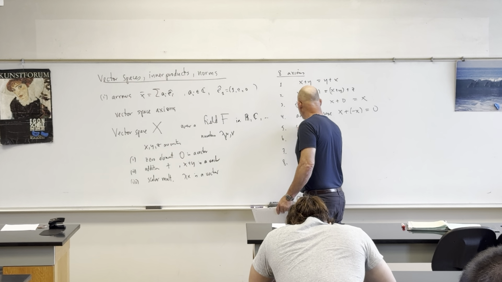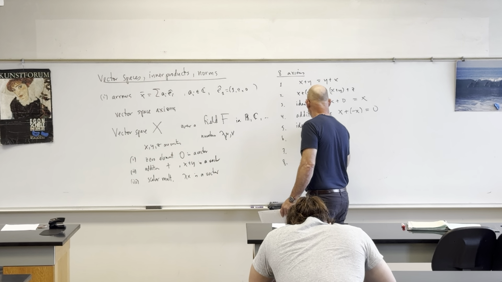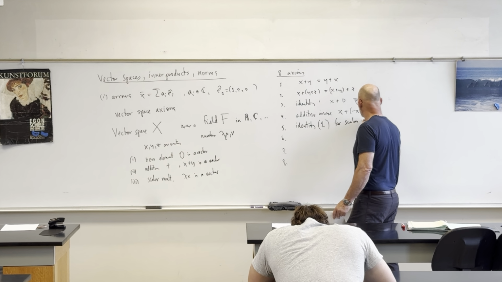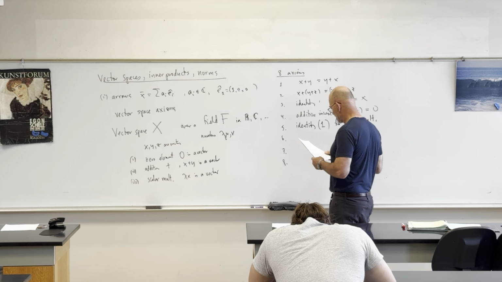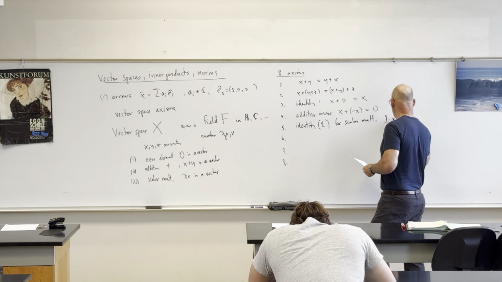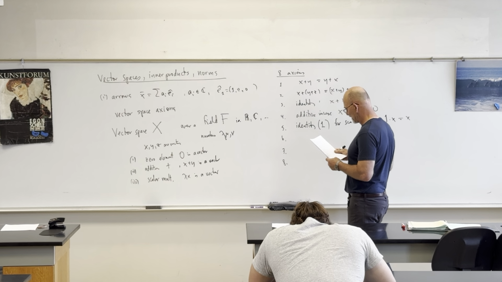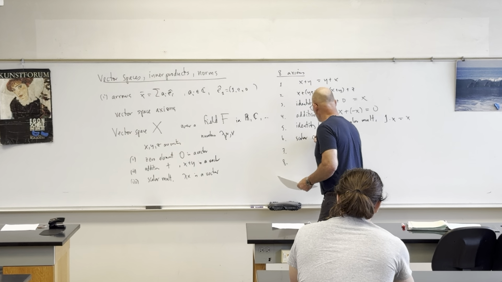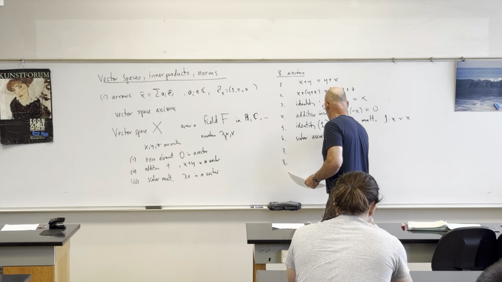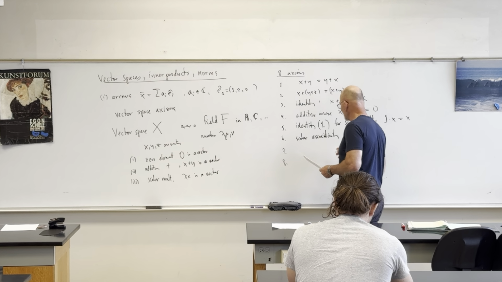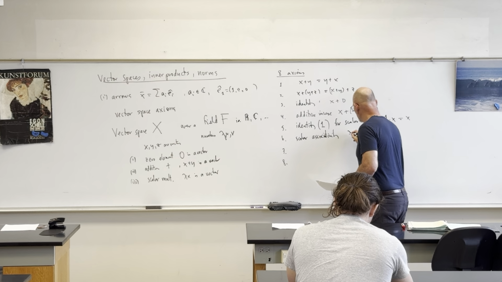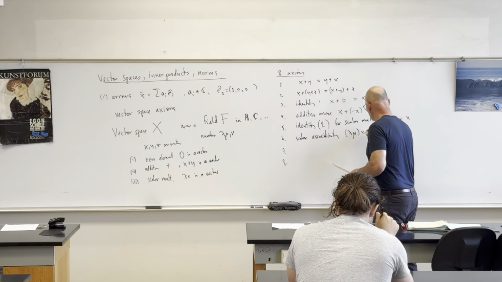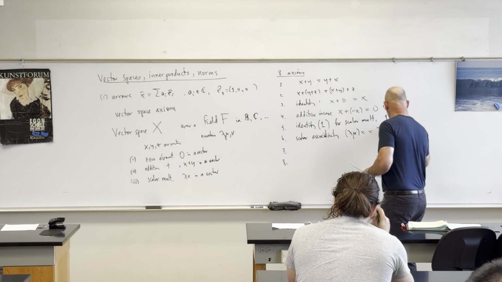5, the identity for scalar multiplication, which we'll call 1. And so we'll have 1 times x equals x. And then we'll have scalar multiplication associativity. Lambda mu times x is equal to lambda times mu times x.